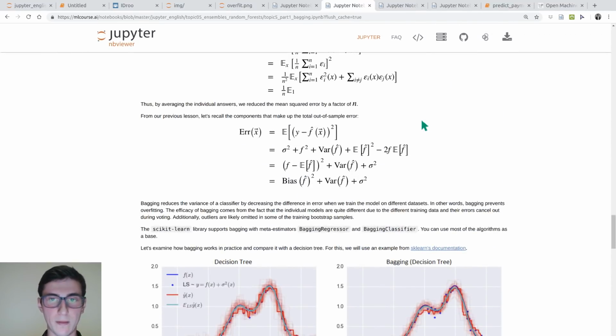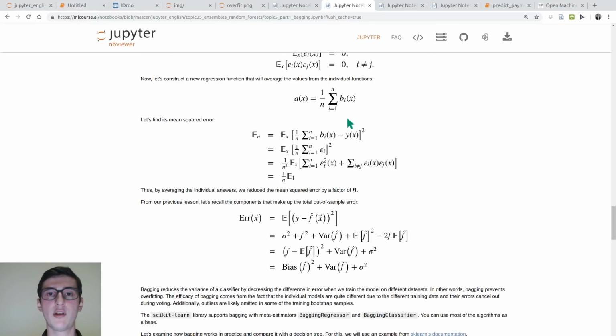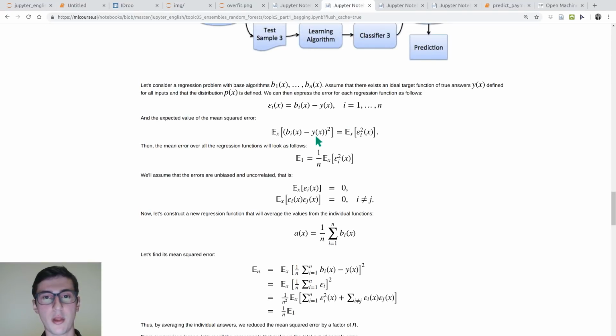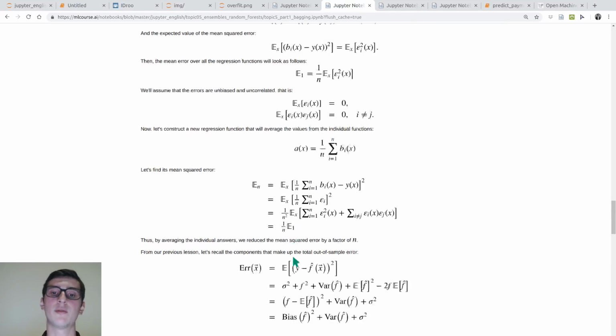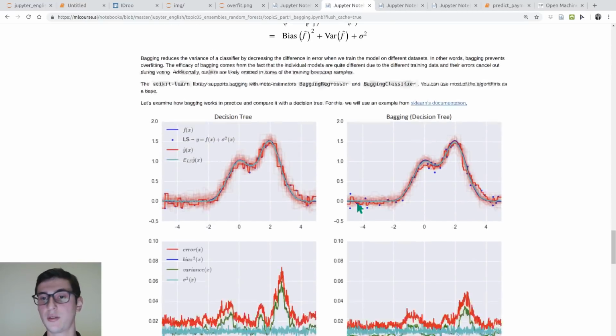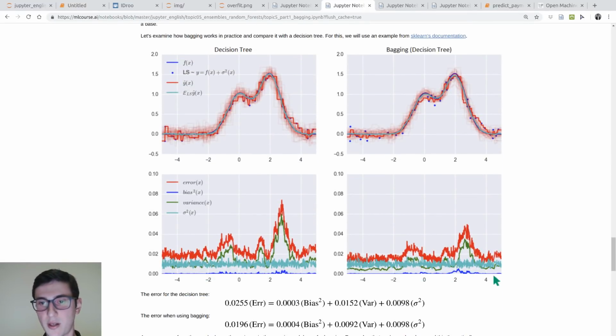Actually, again, I'm skipping all this math, but bagging actually reduces variance, and the more estimators you have, the less will be variance in the end. So it doesn't affect bias so much, but this green curve variance is much more decreased, and that's why bagging is going to work better than a single decision tree.